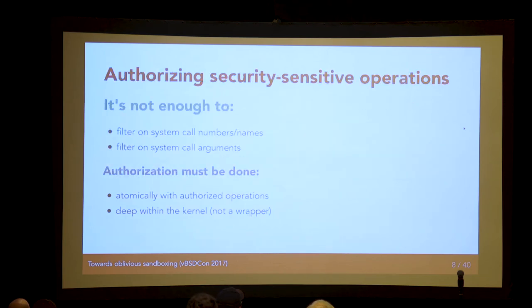Okay, so it is not enough to filter on system call names and numbers. It's not enough to filter on system call arguments. You must do authorization atomically with the operations that are being authorized, which means by necessity it has to be done in the kernel, at the place where, for example, names are turned into vnodes when they're looked up. Under those sets of locks, that is the only time when it is safe to check policy. Is a certain operation allowed? So this is a limitation for systrace, or it was. It is also a limitation for seccomp with BPF.